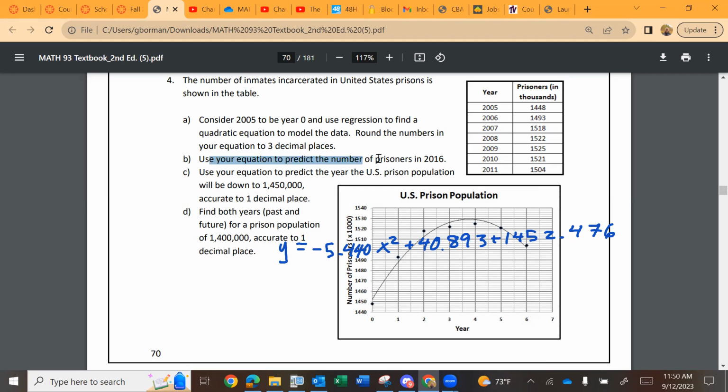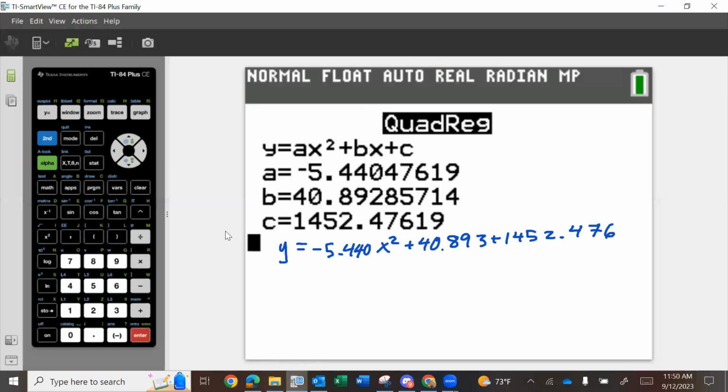Now part B, use your equation to predict the number of prisoners in the year 2016. The year 2016, well, let's see, how many years beyond 2005 is that? Oh, that's year number 11. So that's what I want to know.